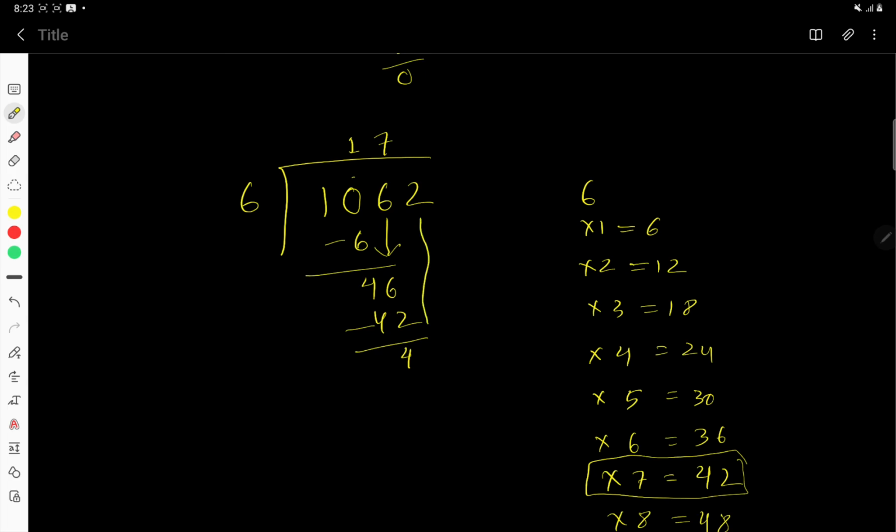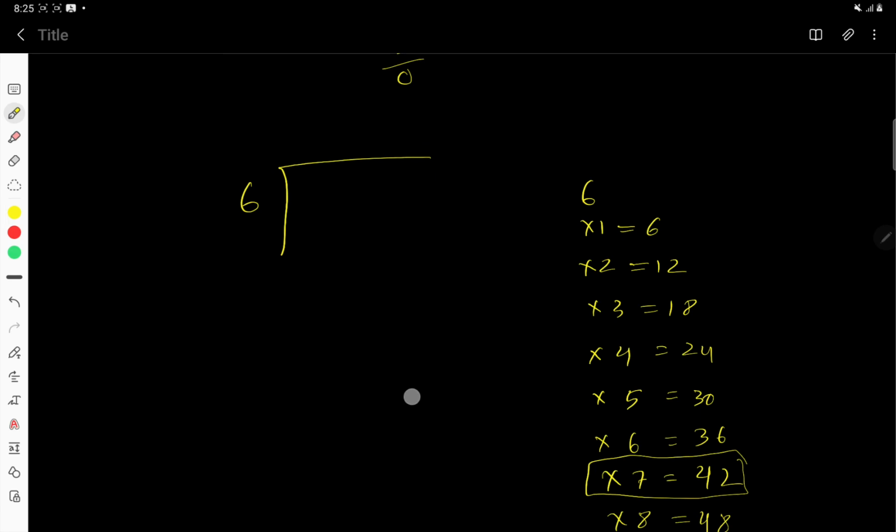Then bring down this 2. 6 goes into 42 how many times? Actually, we are getting 7 times 6 is 42. So, you are getting here 0, right? So, this is the result, 177. Okay, let us take another example so that you can have confidence.